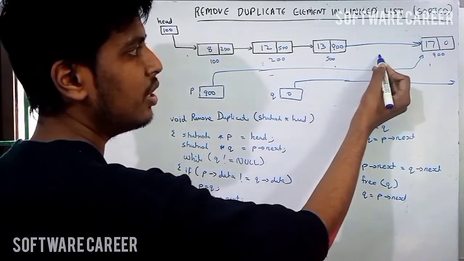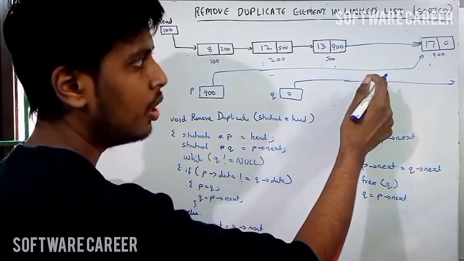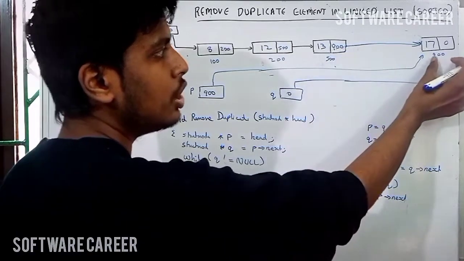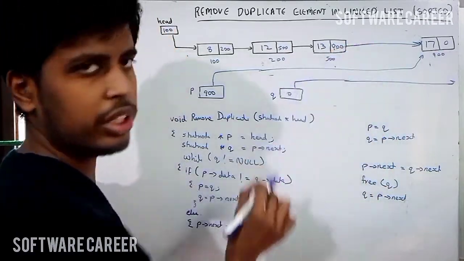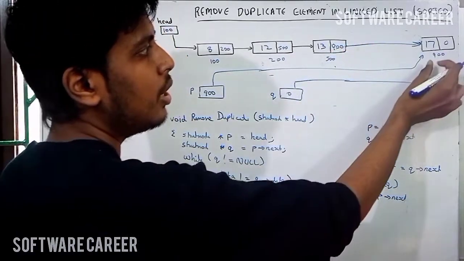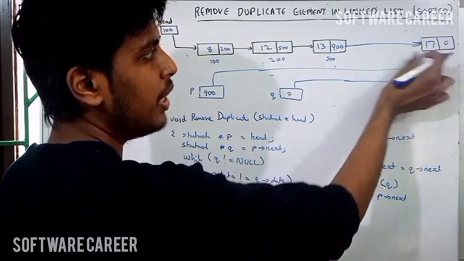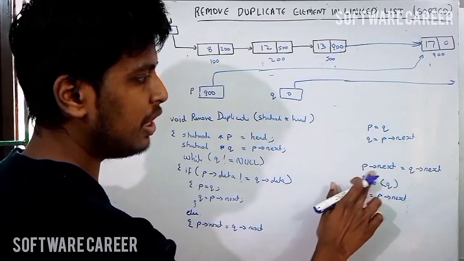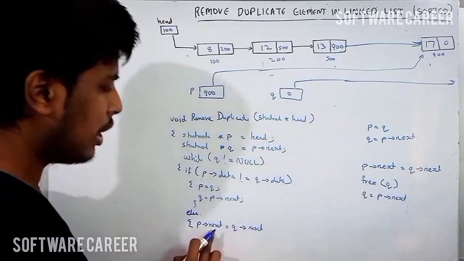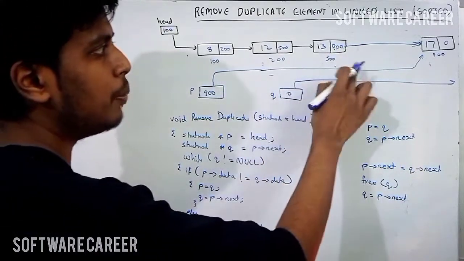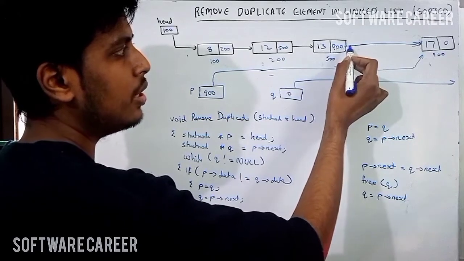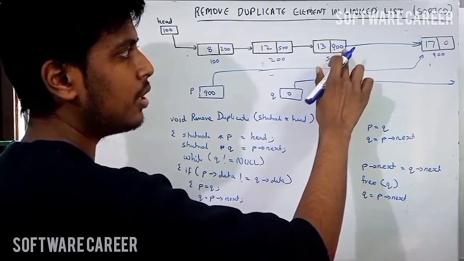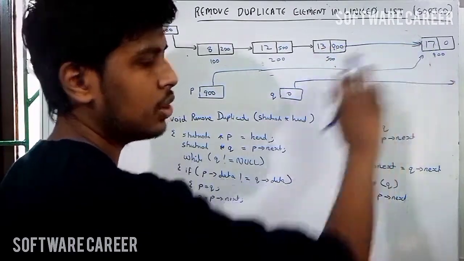Q was pointing at 700, where one node was present. So you should store the address of this node into this pointer. The address of this node can be accessed by Q next. So I am writing this step, P next equals to Q next. So that's why I am writing here. Now I have updated, so the link connection gets established between this and this node.